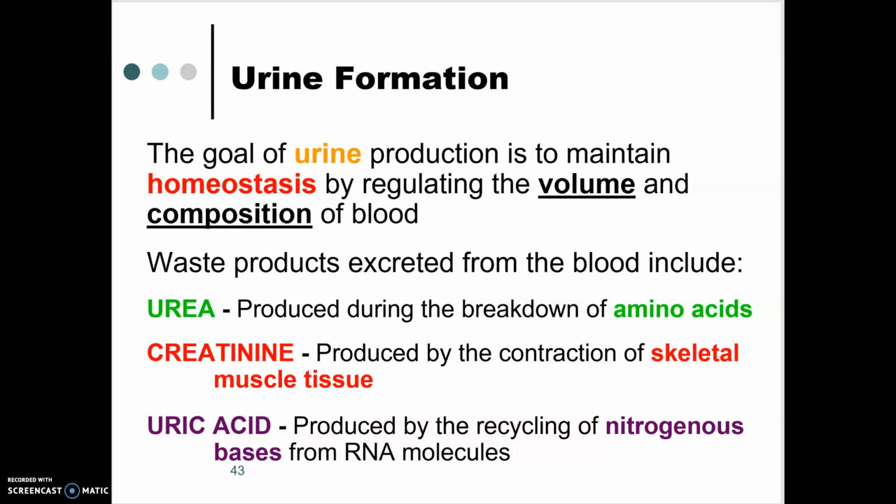Now, the waste products that we're trying to get rid of in urine formation are basically nitrogenous waste products, which means they're waste products created as a result of nitrogen breakdown or metabolism. The three main nitrogenous wastes are urea, which is caused by breaking down and recycling amino acids; creatinine, which is created every time you move your skeletal muscle, so every time you move your arms and legs you're producing creatinine that needs to be removed from the body; and finally uric acid, which is produced when we're recycling nitrogenous bases from RNA molecules, for example. So those are the three nitrogenous wastes that we're creating as we're producing urine.